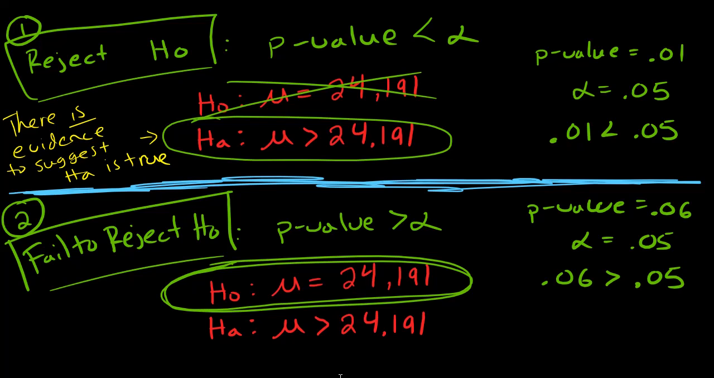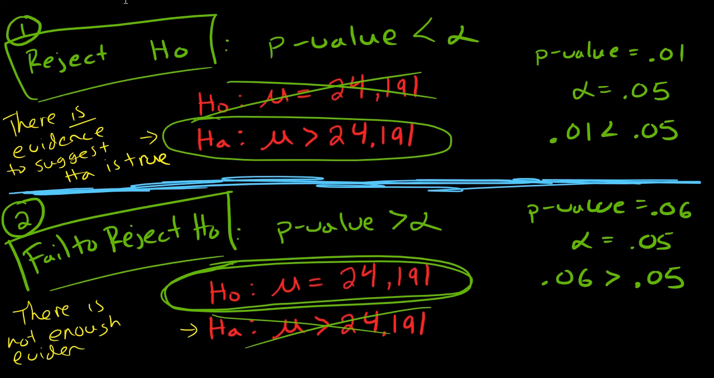Now, if it's possible the null is true, that means we don't have evidence for the alternative. So that is: there is not enough evidence to suggest HA is true. And of course, we don't write HA, but rather we write out that the population mean is more than 24,191. So you write out HA in English. So there is not enough evidence.